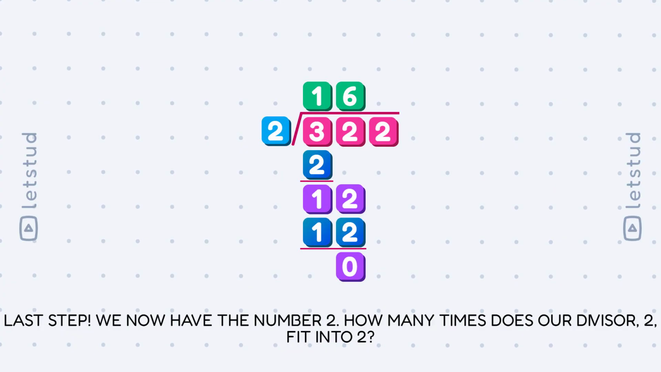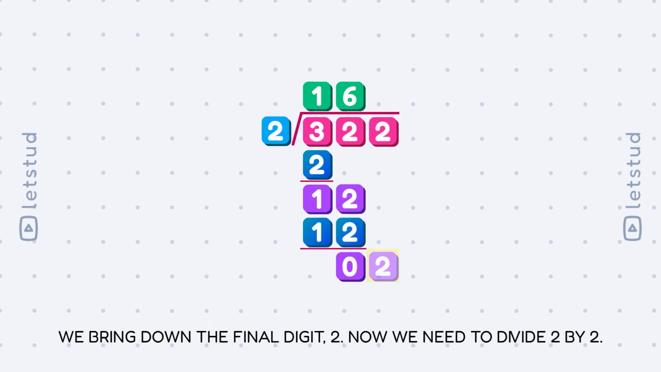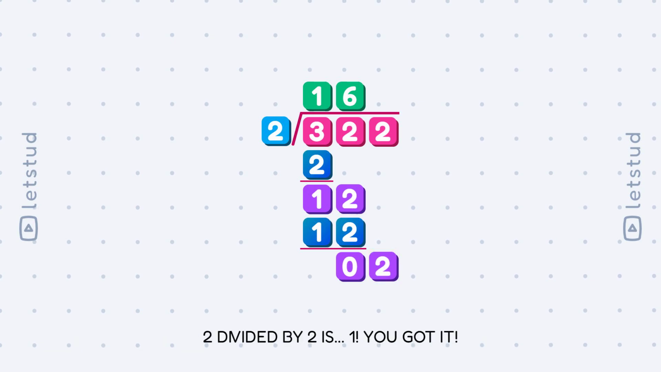Last step, we now have the number 2. How many times does our divisor 2 fit into 2? We bring down the final digit 2. Now we need to divide 2 by 2. 2 divided by 2 is 1, you got it.